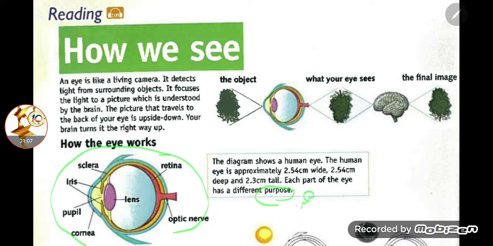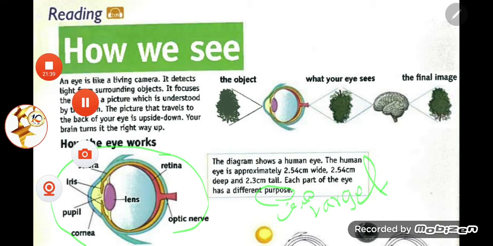Purpose here means target, so each part of the eye has a different target. In general, if we give a summary as an introduction: your eye is like a living camera. It works like a camera. Exactly. It detects light from objects surrounding the eye, then it focuses the light on the picture that it sees. So we said different purpose, different target.